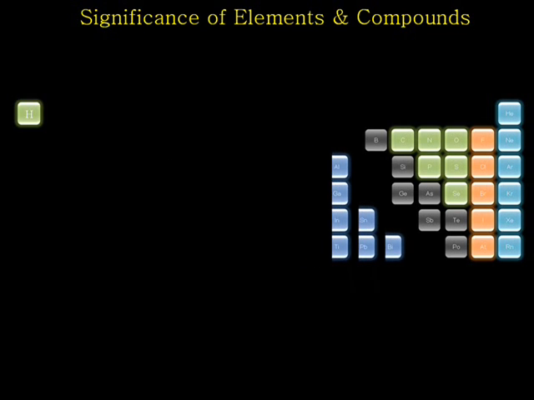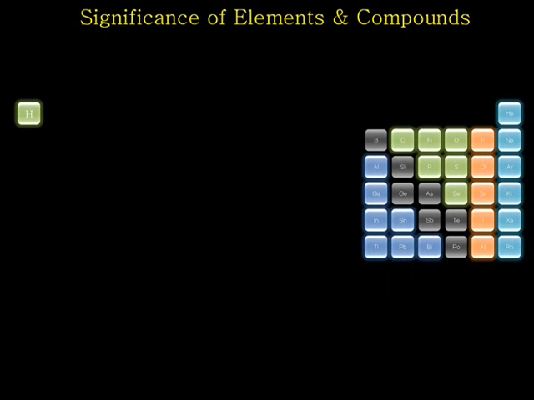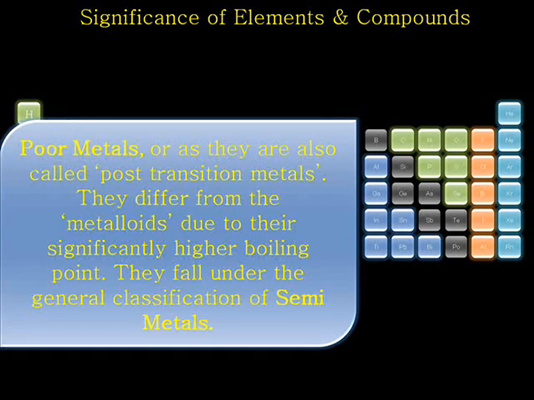Further down, aluminium, gallium, indium, thallium, tin, lead and bismuth, also known as poor metals or post-transition metals. They differ from the metalloids due to their significantly higher boiling points. These also fall under the general classification of semi-metals.